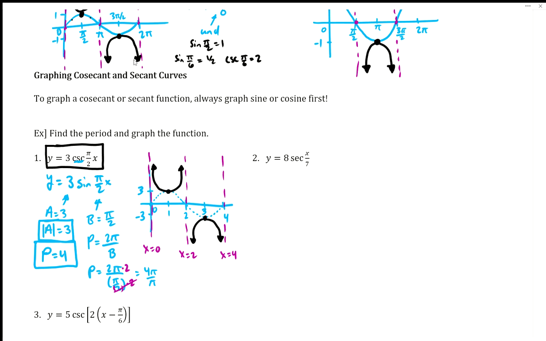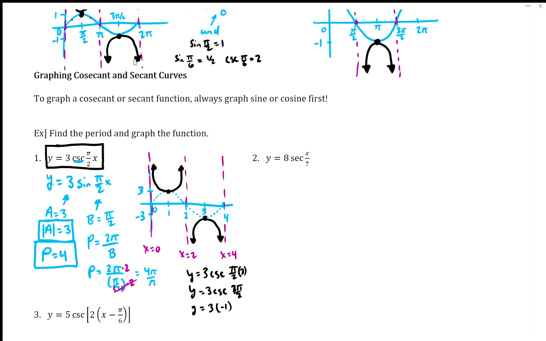Like always, you could double check it. For instance, if I plug in 3, y equals 3 cosecant of pi halves times 3, that would be y equals 3 cosecant of 3 pi halves. Cosecant of 3 pi halves is going to be -1.